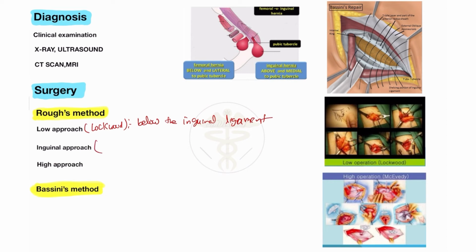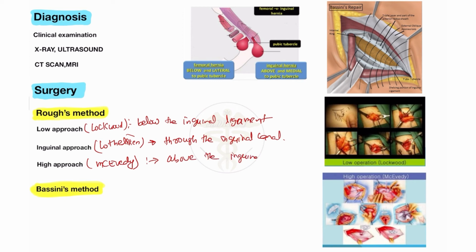Second is the inguinal approach. It is also called the Lotheissen approach, named after the scientist, and the incision occurs through the inguinal canal. And last is the high approach, named after McEvedy, in which the incision occurs above the inguinal canal. So this is the difference on the basis of the scientist name.